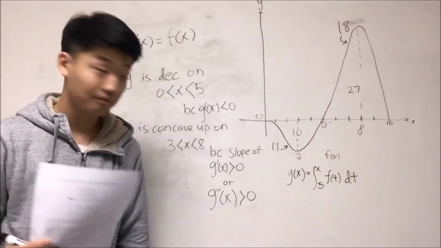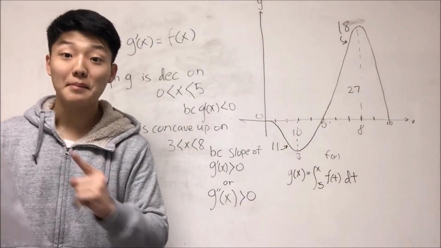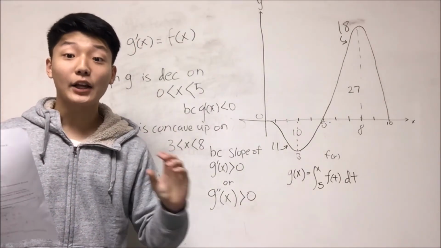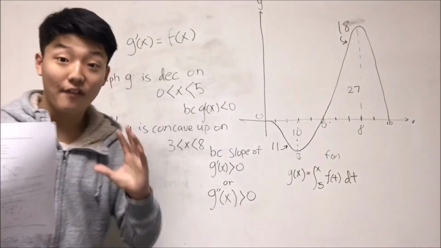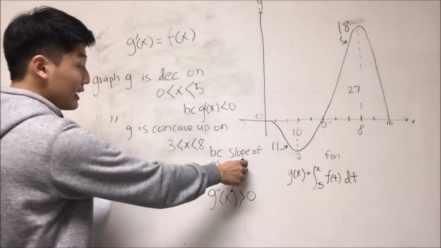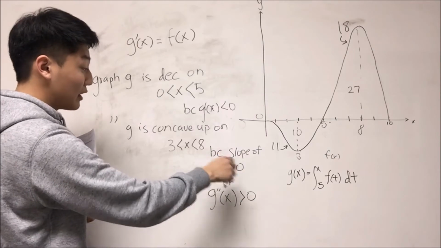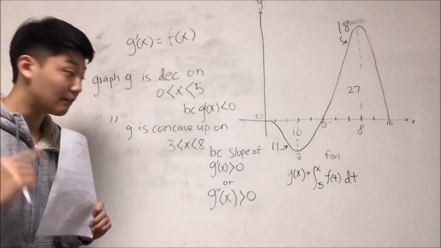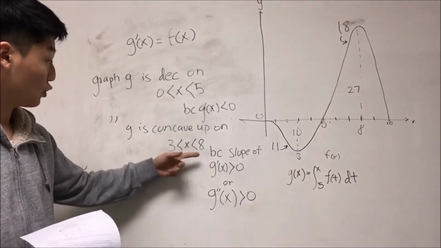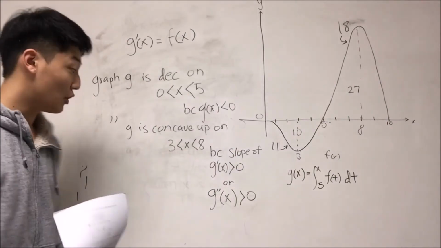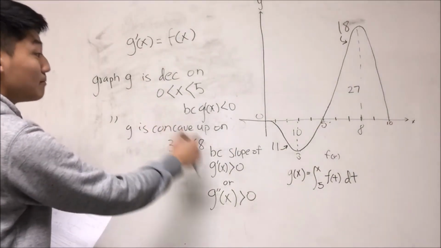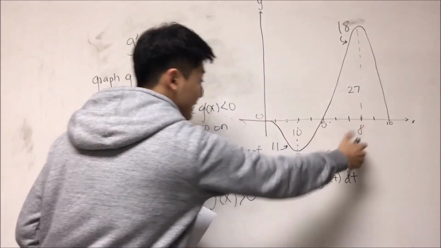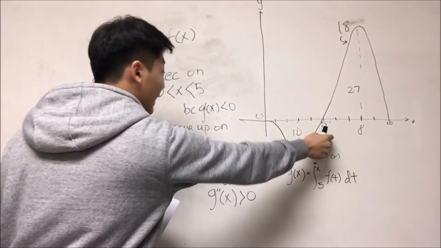This is because the slope of g prime x is equal to the value of g double prime x. That means the slope of g prime x greater than 0 is equal to g double prime x greater than 0. So whichever you put is correct. So the answer is, when we combine 0 to 5 and 3 to 8, it'll become 3 to 5.